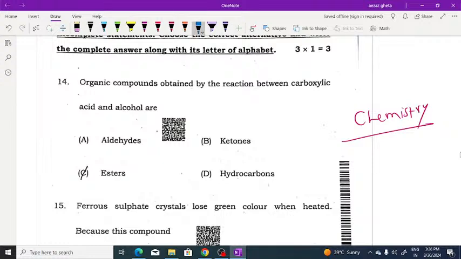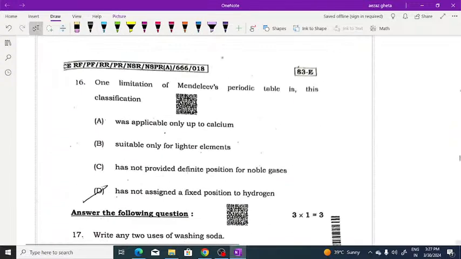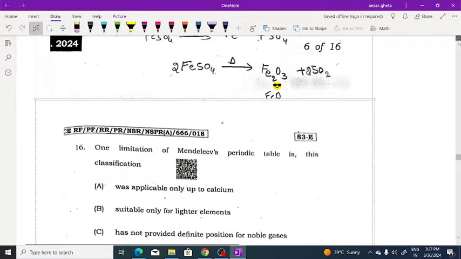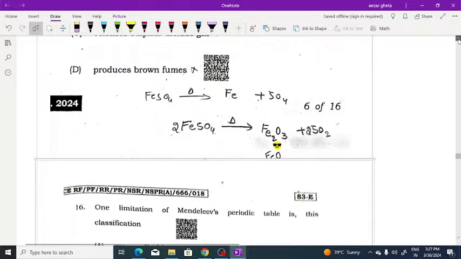Organic compound obtained by the reaction between carboxylic acid and alcohol. The C double bond OOH group reacts with alcohol. When alcohol and carboxylic acid react, we get an ester. Ester has a fruity smell. This fellow whose question paper we got, he wrote it right. He is the right person. But it was easy, right? It is the esterification reaction.